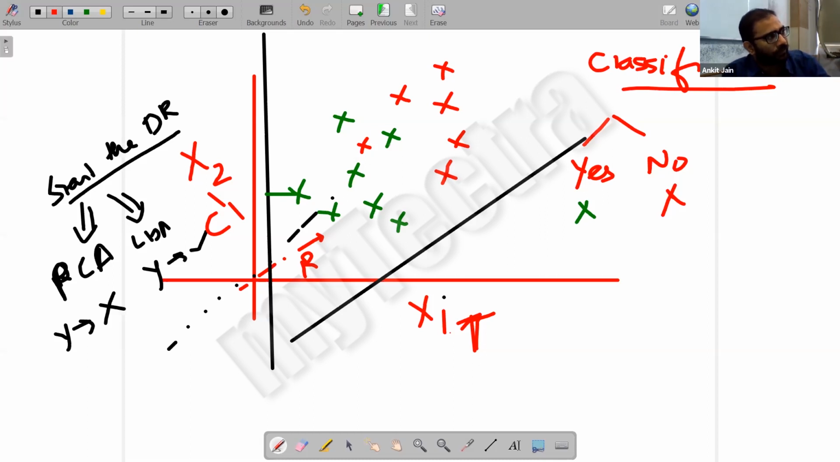The machine will say, check that axis which reduces the mixing. Overlap is what I just showed you, right? This line, if you keep tilting, at some point you will see the projections, and in that projection the overlap is the minimum. So it will choose that as principal component one.